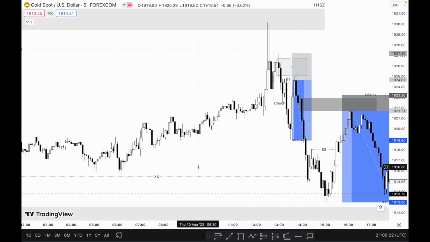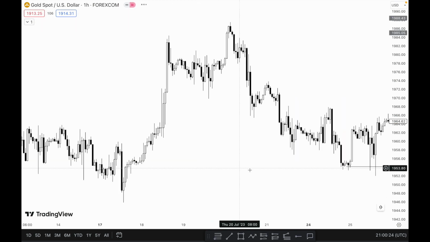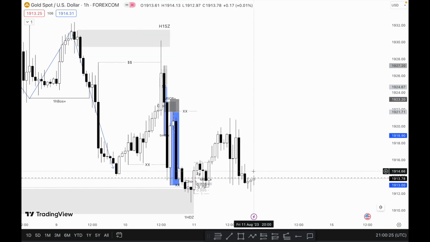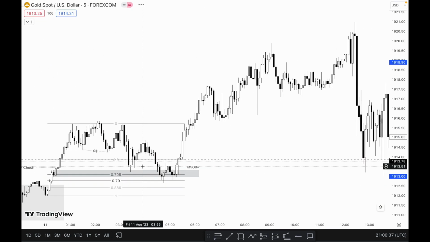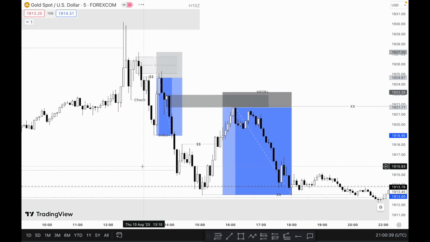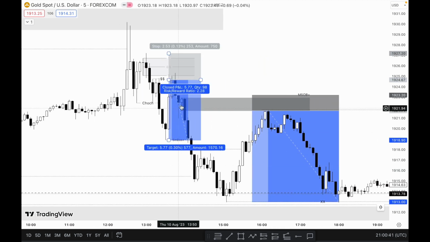I could have targeted a zone right here, but I was playing it safe. I wasn't trying to hit a home run, just a quick in and out trade. So that's what that was.